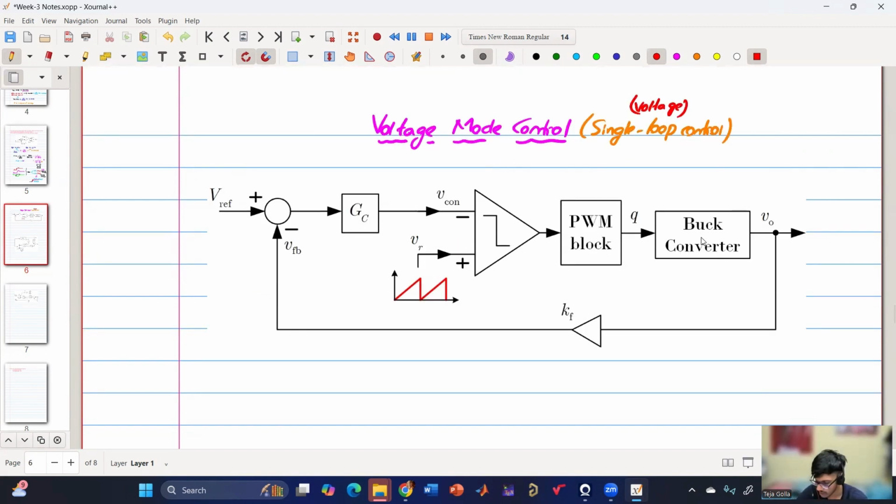This is our buck converter or plant. And then we sense the output voltage, and here there is a gain. This is a sensing gain. As I have said, the voltage has to be stepped down so that it can be made to fit in the range of, say, the digital control ADC, but 200 volts cannot be directly sent, so it has to be stepped down. So it can be 1 by 100, 1 by 200, depending upon the application.